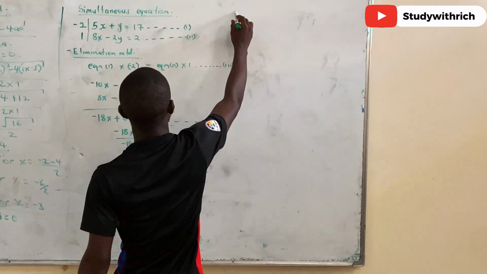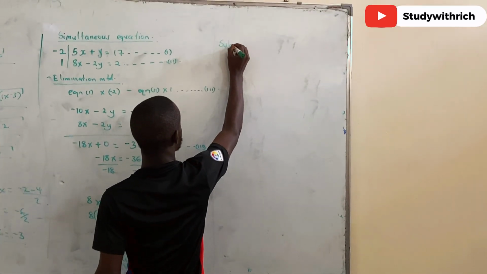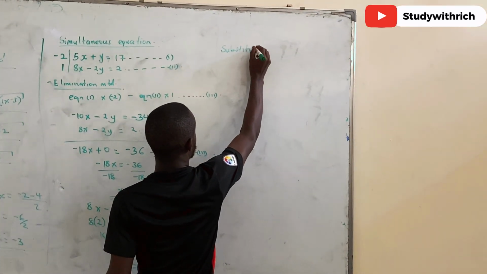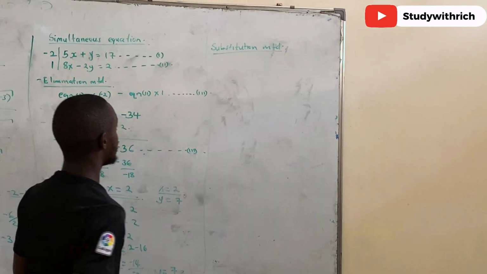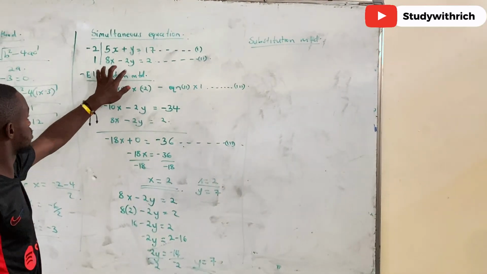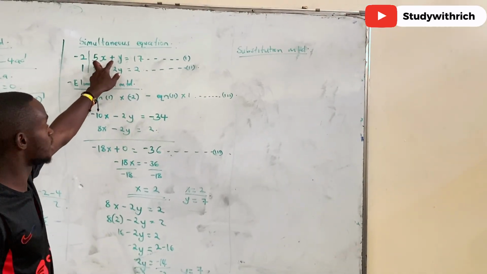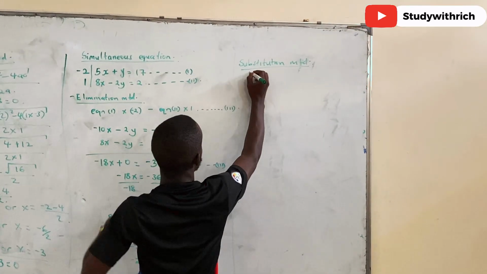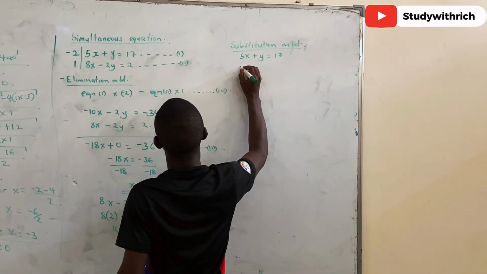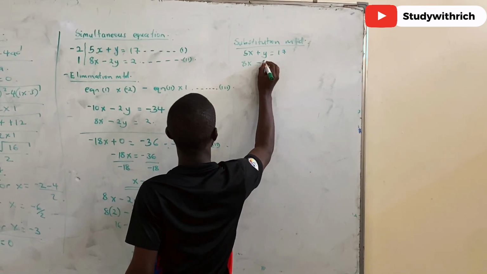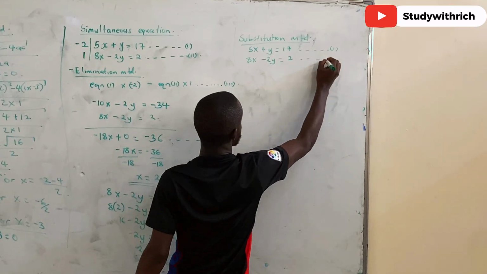So now let's use another method, which is called the substitution method. In the substitution method, we are going to substitute the value of one unknown into the other equation. So we have 5x plus y is equal to 17, and 8x minus 2y is equal to 2. This is equation 1. This is equation 2.